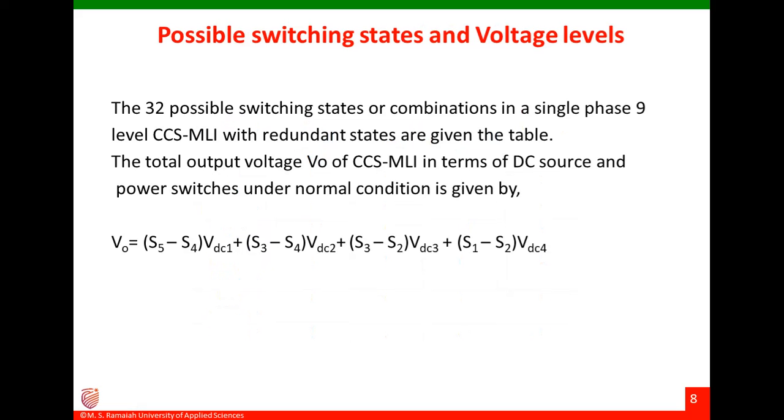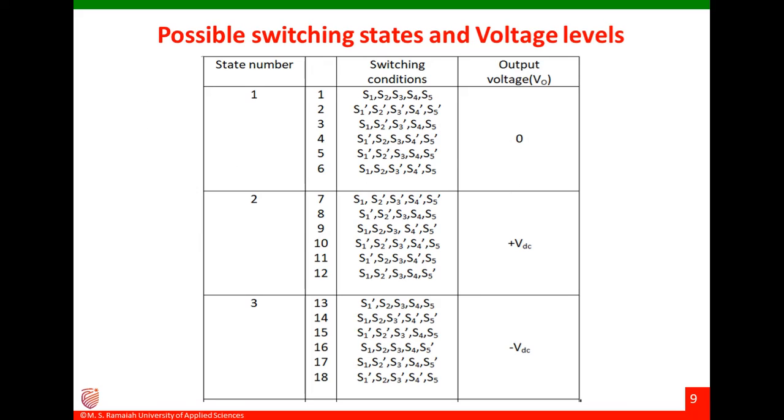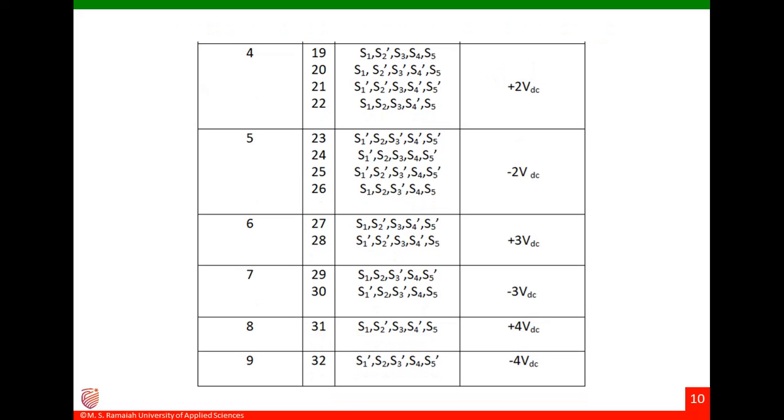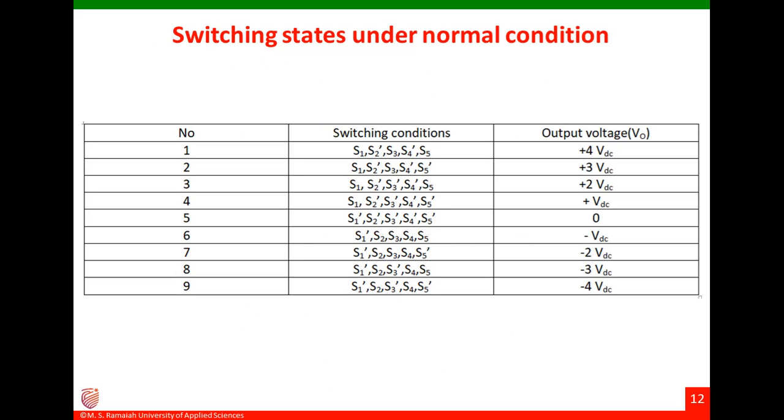The 32 possible switching states or combinations in a single-phase 9-level cross-connected source multi-level inverter with redundant states are given in the table. From the table, we can observe that there are many redundant states that result in the same voltage levels. There are 13 positive, 13 negative, and 6 zero output voltage levels. We arrive at the switching table after excluding the redundant states.